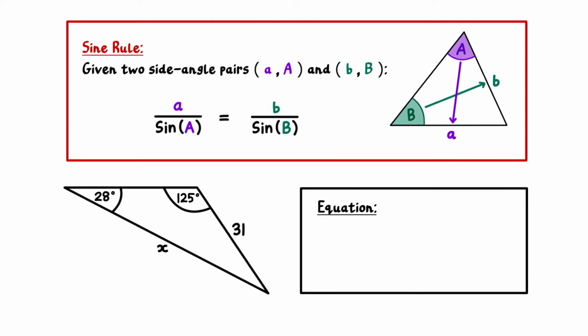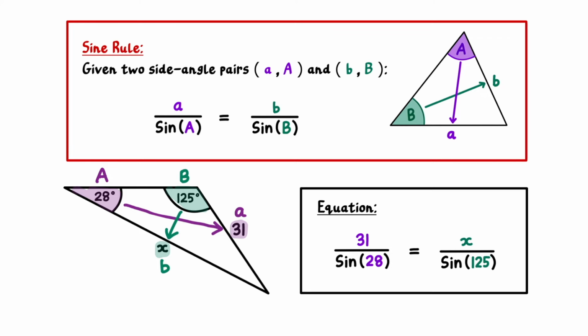In this triangle, the 28-degree angle and the side of 31 form a side angle pair. Let's label these capital A and lowercase a. The 125-degree angle and x also form a side angle pair. Let's label these capital B and lowercase b. Putting these values into the statement of the sine rule tells us that 31 over sine of 28 equals x over sine of 125.